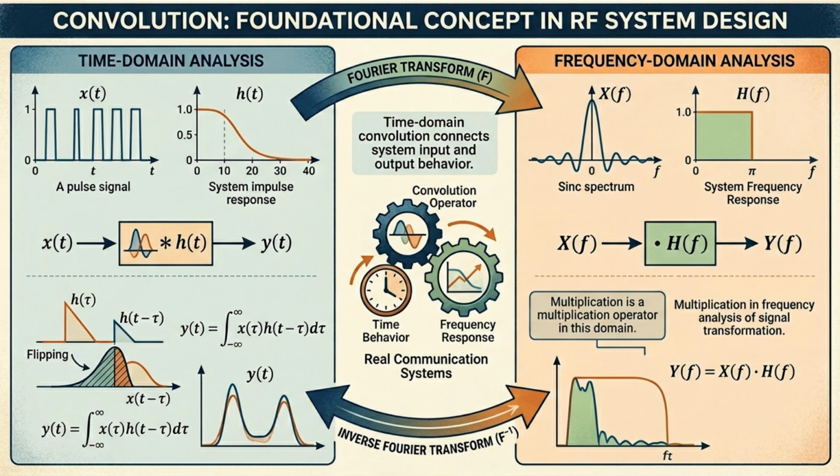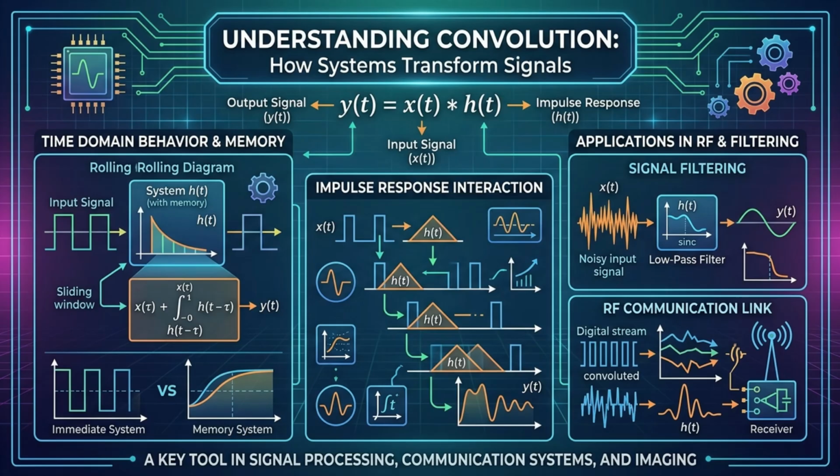It connects time domain behavior with frequency domain analysis and provides a complete mathematical framework for understanding signal transformation in real communication systems. Convolution describes how input signals are transformed by systems through impulse-response interaction. It connects time domain behavior with system memory and output formation. This concept is essential for understanding filtering and RF signal processing systems.